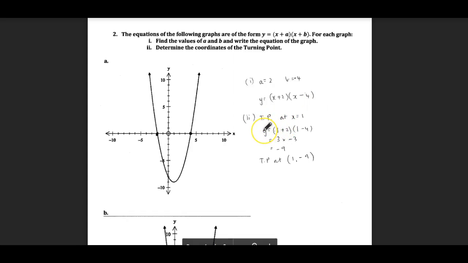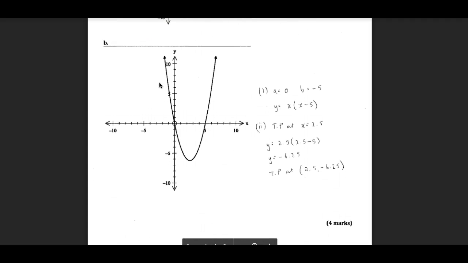And your turning point is halfway between them. So when we add 2 and negative 4 together, we get negative 2, and then divided by 2 we get negative 1. So your x-coordinate of your turning point is at 1. So that's why I've got x equals 1 here. So you can see it's even halfway. And then just substitute that in. So you can see it should be around negative 9, if not negative 9. But when we substitute it in, we actually prove that it is negative 9. You can also do that on your calculator. So if you had a bit of trouble doing it by hand, you can also do that on your calculator.